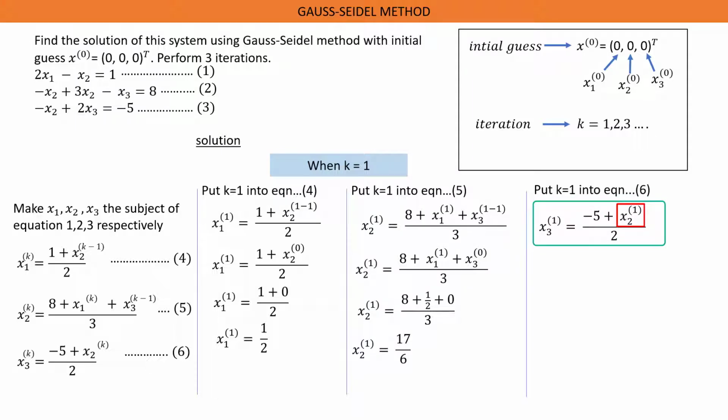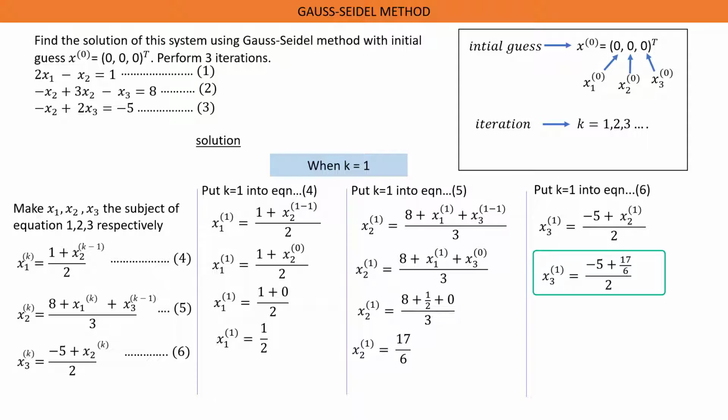S2 iteration 1 is already calculated, that is 17 over 6. Replacing S2 iteration 1 with 17 over 6 will give us this equation. Solving this will give us S3 iteration 1 equals negative 13 over 12. We can now move on to iteration 2. But before we do that, let's look at the values of S after iteration 1.